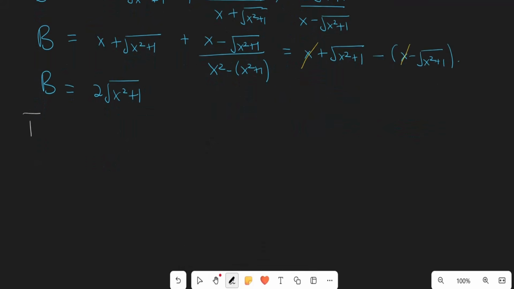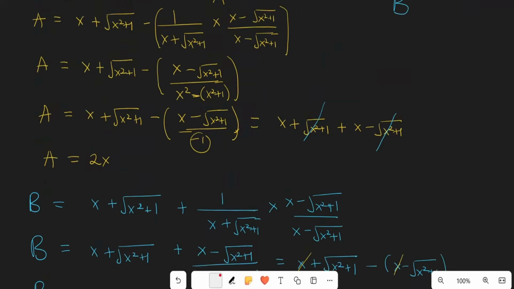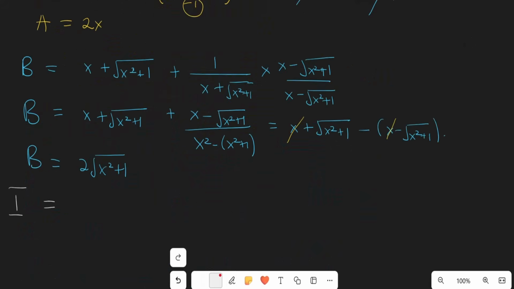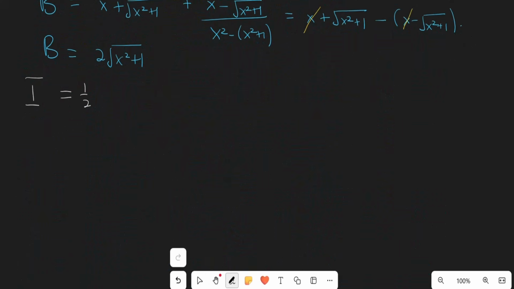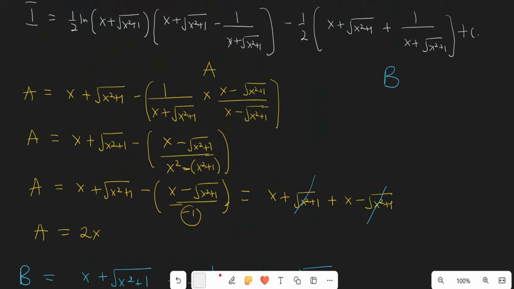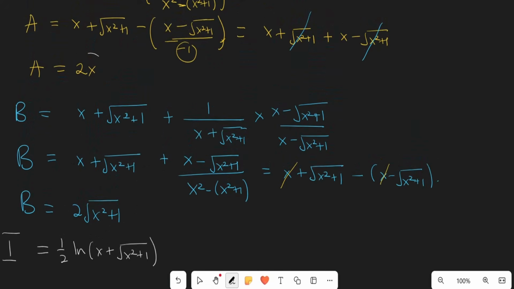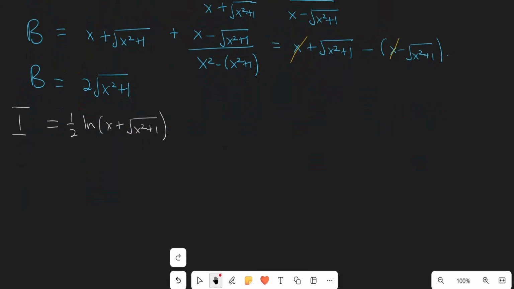So our integral I is going to be equal to, when we go back up here, 1/2 ln of this times A. So 1/2 ln of x plus the square root of x squared plus 1 multiplied by A. So this is multiplied by A, and A is simplified to just 2x, like this.